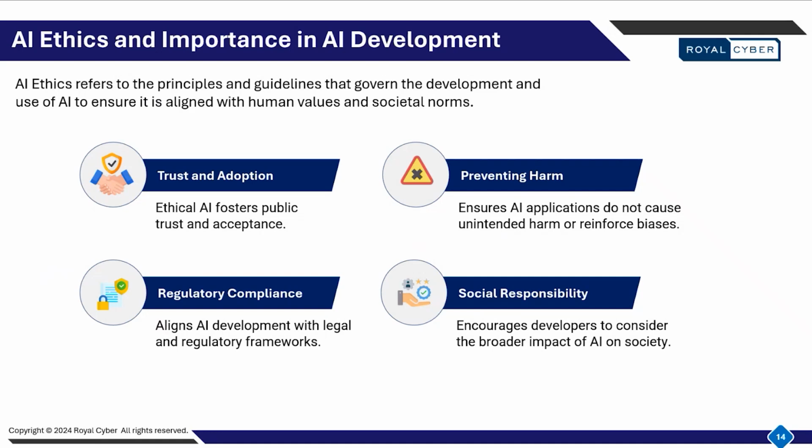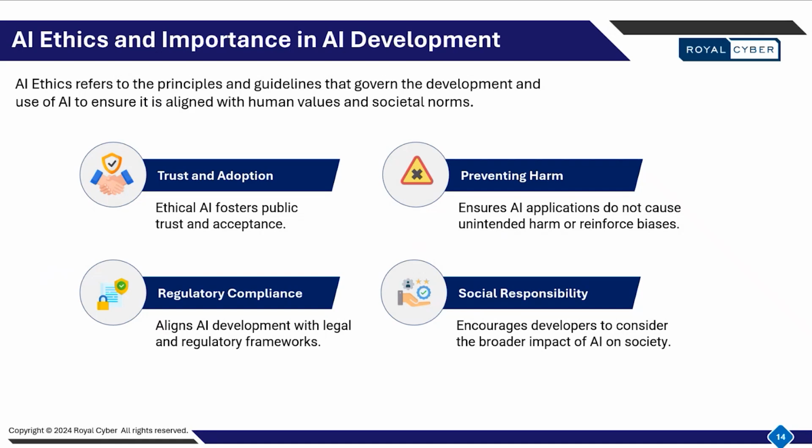The second one is regulatory compliance. Ethical AI development also ensures alignment with legal and regulatory frameworks. As governments and institutions worldwide establish regulations to guide AI development, adhering to ethical principles helps organizations stay compliant, avoiding legal risks and penalties.